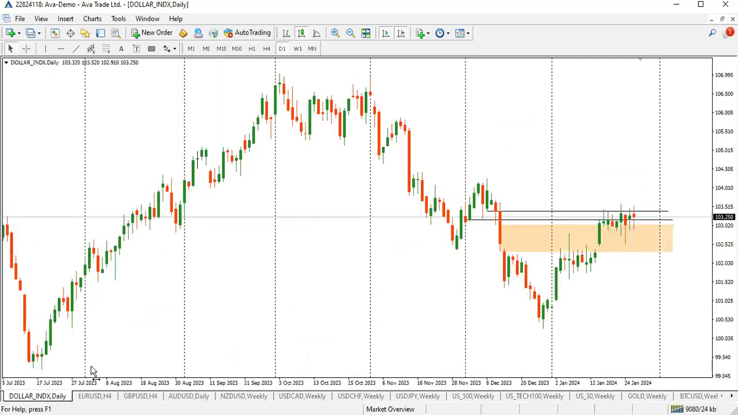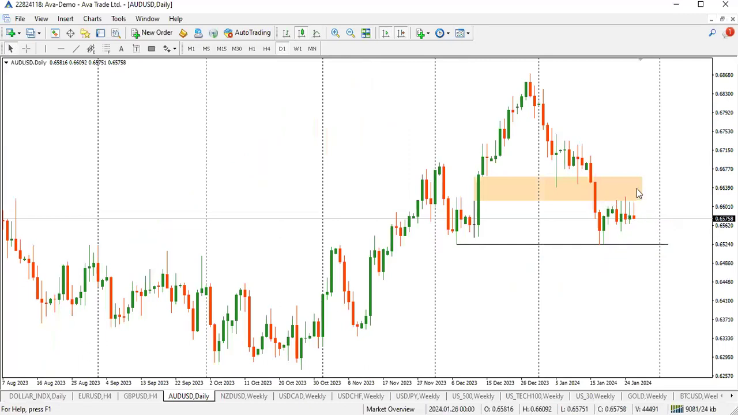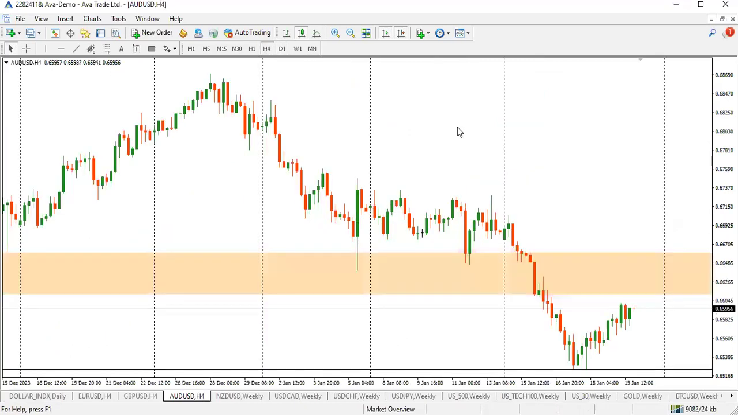Because if I'm anticipating the dollar to go lower to this level, then that might be Aussie going higher into this level. So again, until dollar has a clear direction, we might be stuck in this range that the market has created.